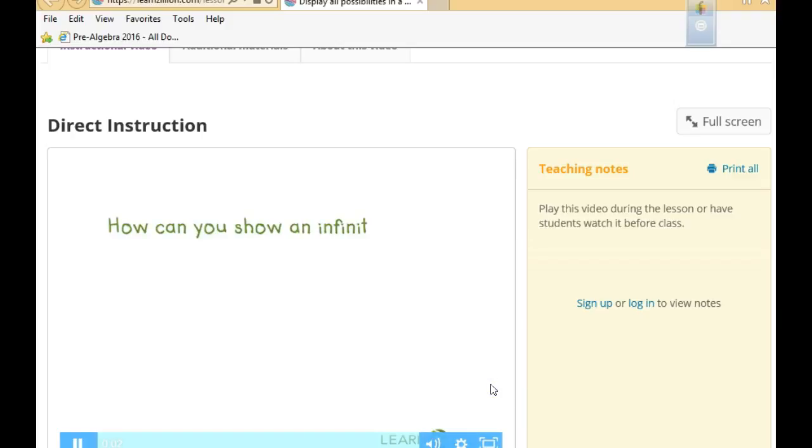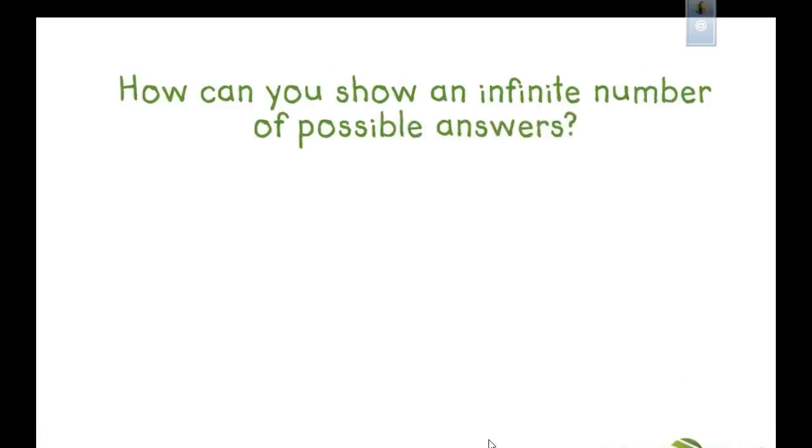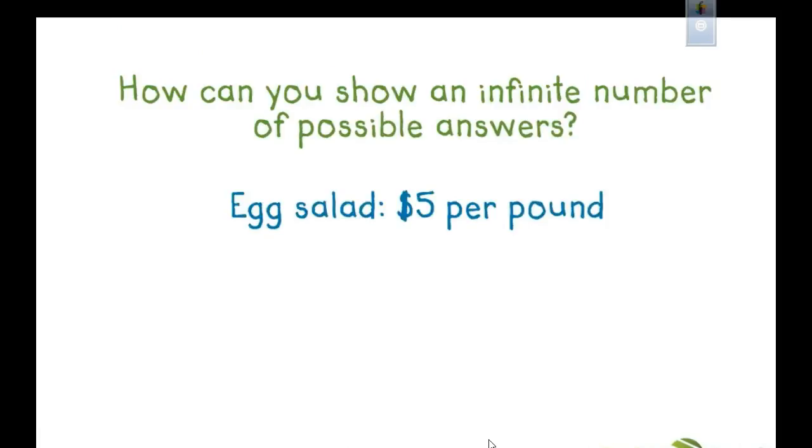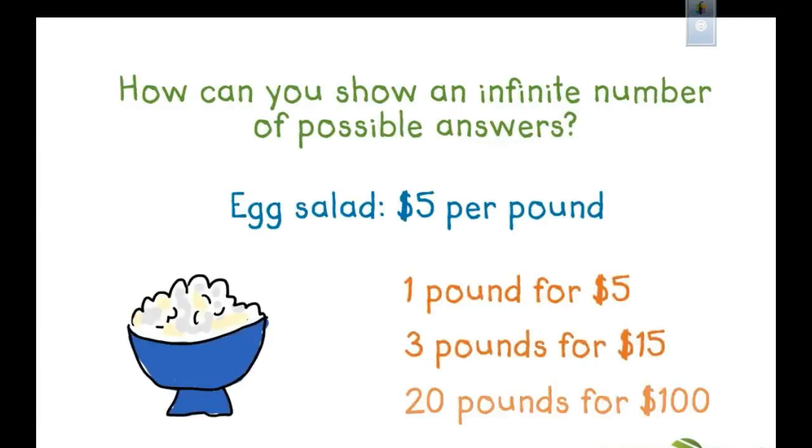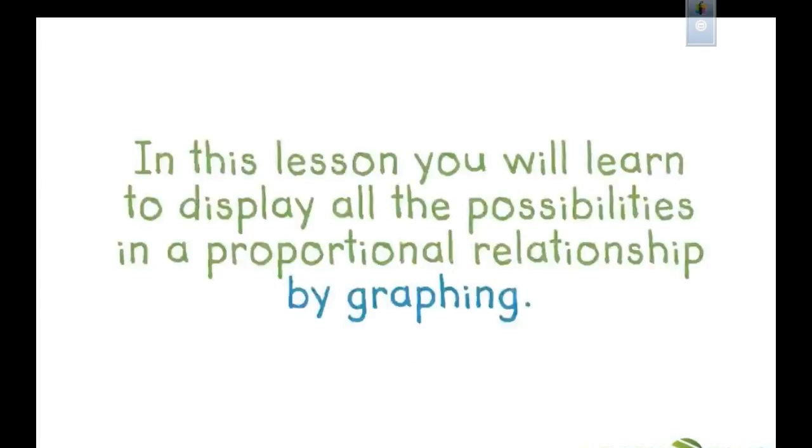How can you show an infinite number of possible answers? Suppose egg salad costs $5 per pound. Here are 3 possibilities for numbers of pounds and how much they would cost. But you can't list all of the possibilities, so how could you show all of them? In this lesson, you will learn to display all of the possibilities in a proportional relationship by graphing.